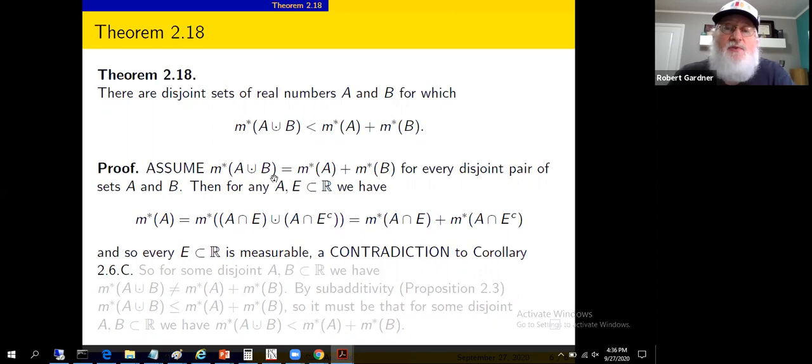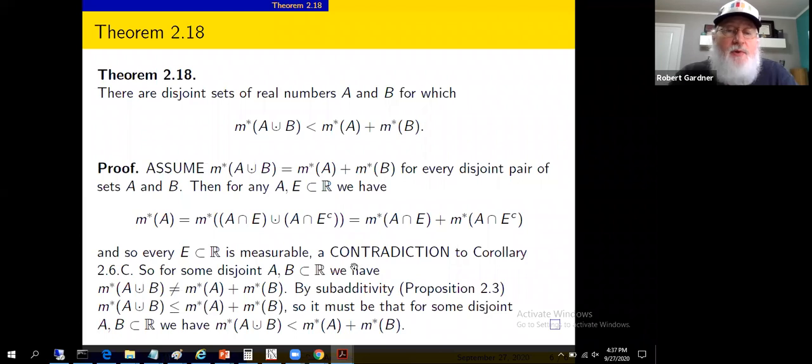If this holds for all subsets of reals, then I can write this outer measure as the sum of the outer measure of the first plus the outer measure of the second. But then that would mean every set of real numbers is measurable. So that contradicts the fact that set P is not measurable. Did I say it correctly? This would imply every set of real numbers is measurable, and we know non-measurable sets exist. We've constructed only one. More of that in a little while. I wonder how many non-measurable sets there are. It gives us a contradiction. So there must be some sets that do not satisfy the equality.